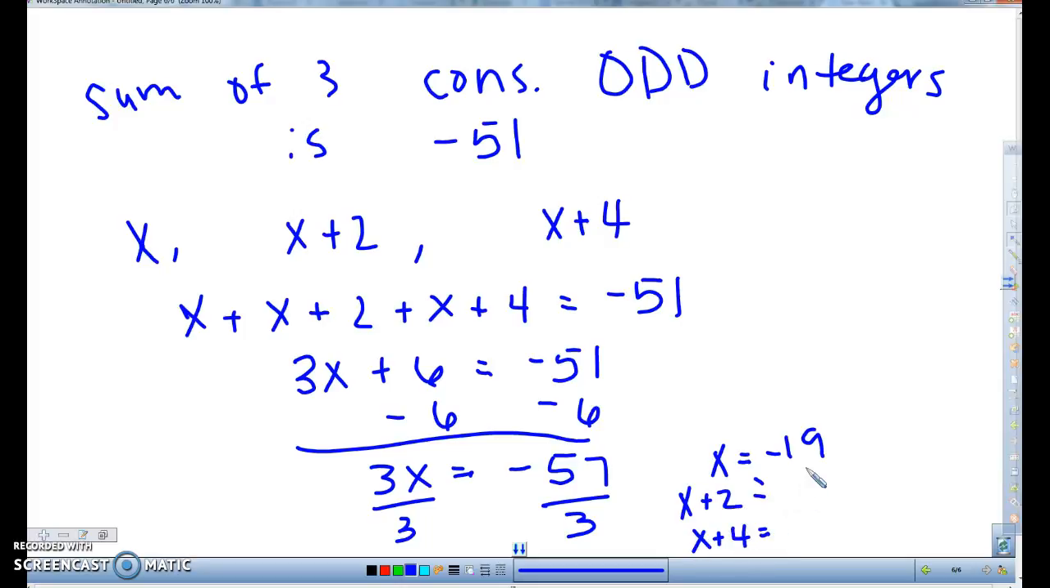Go ahead and tell me what x plus 2 and x plus 4 is before you work the last problem of the night. And then we're going to be practicing with these more in class, specifically the ones with sums of consecutive integers. Have a good night.